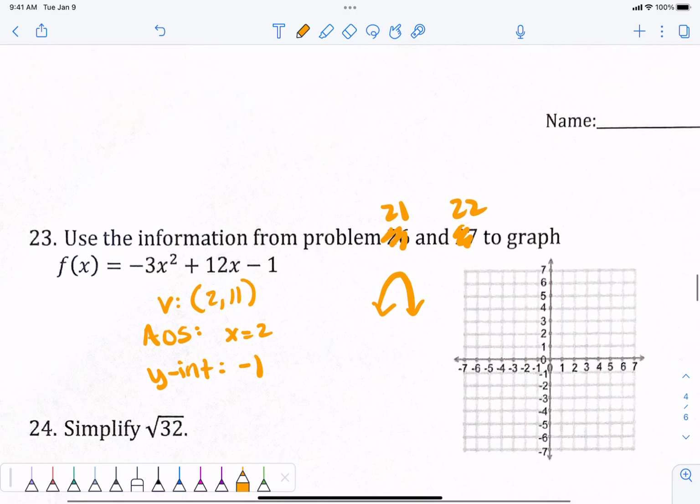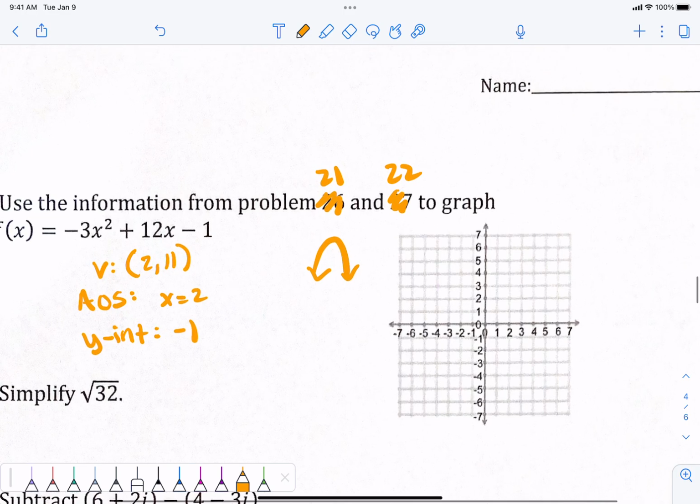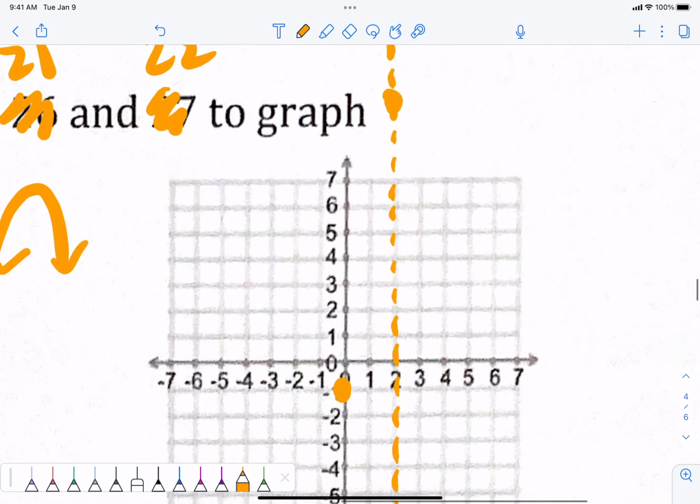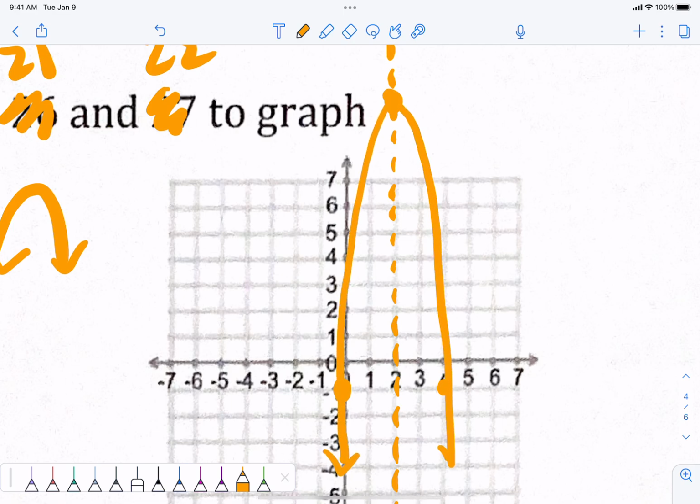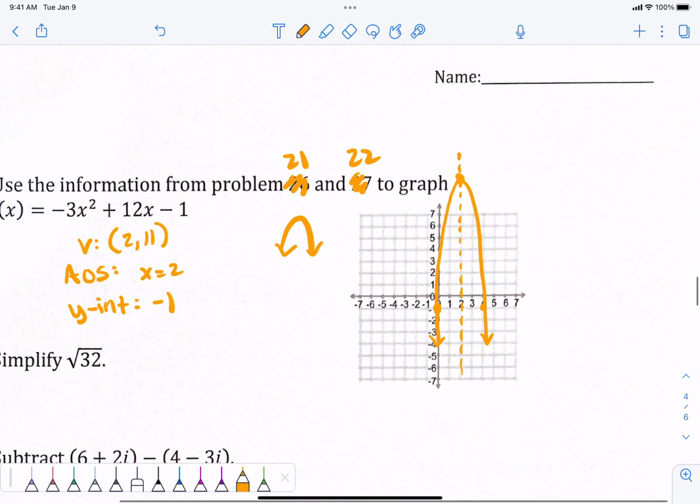So let's plot all those things. Sorry, your vertex is off the chart here. 2, 11 is up here. The y-intercept is negative 1, and then our axis of symmetry is this line. Do you see what your parabola is going to look like? If I have that dot on one side, can I put the dot on the other side? Yes, it's going to be at 4, negative 1 right there, and then it's going to go like this and like this.